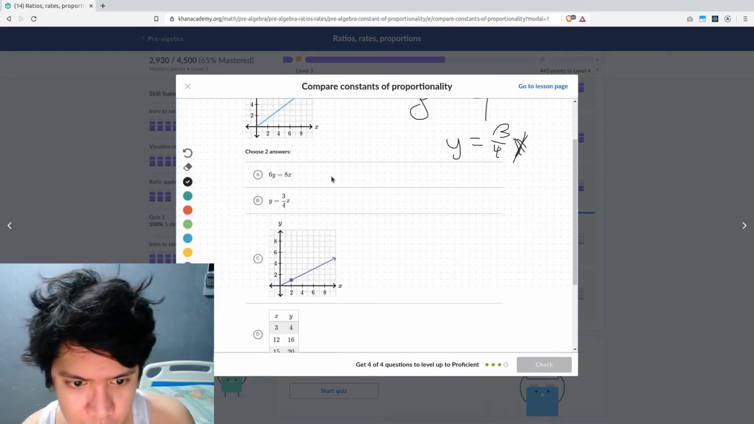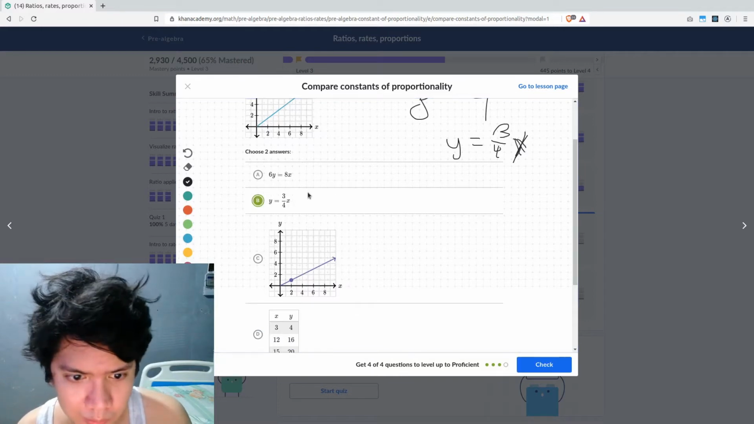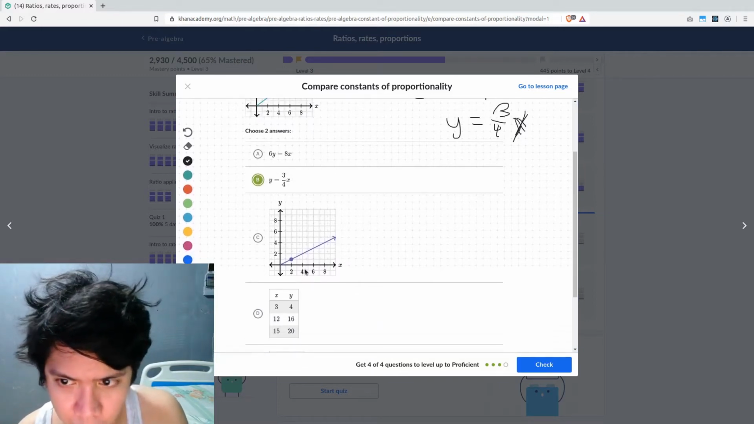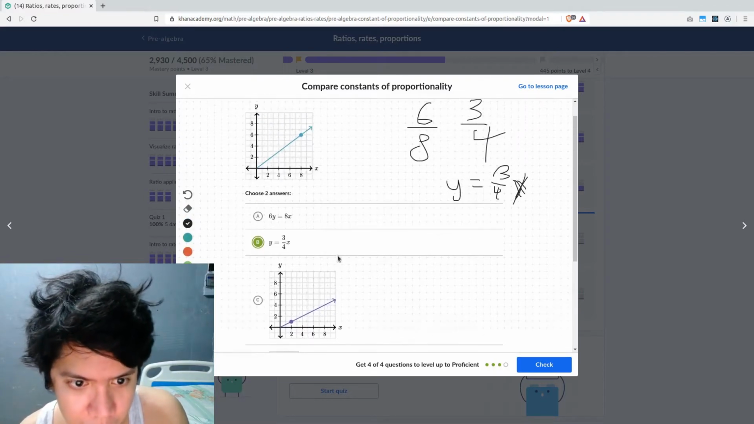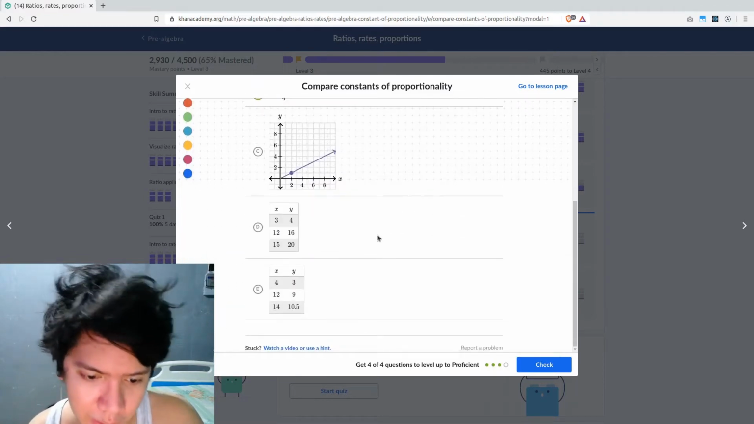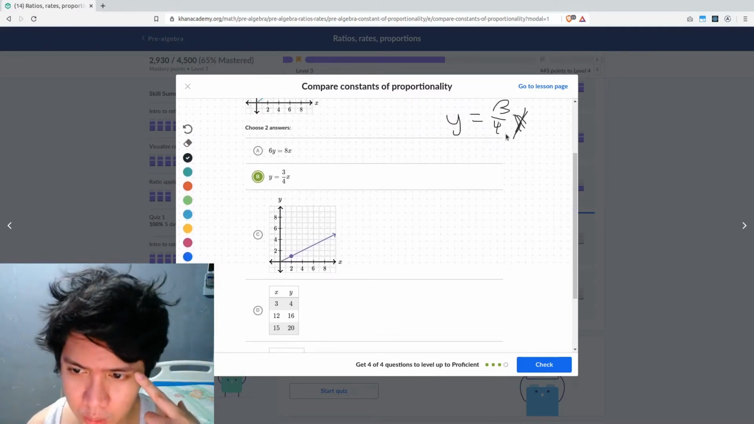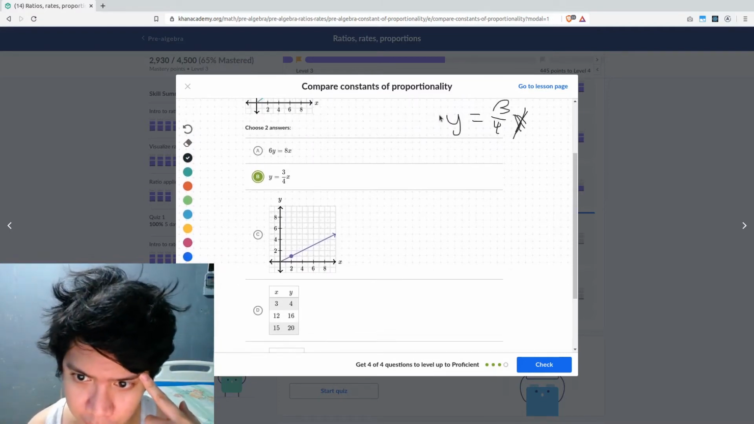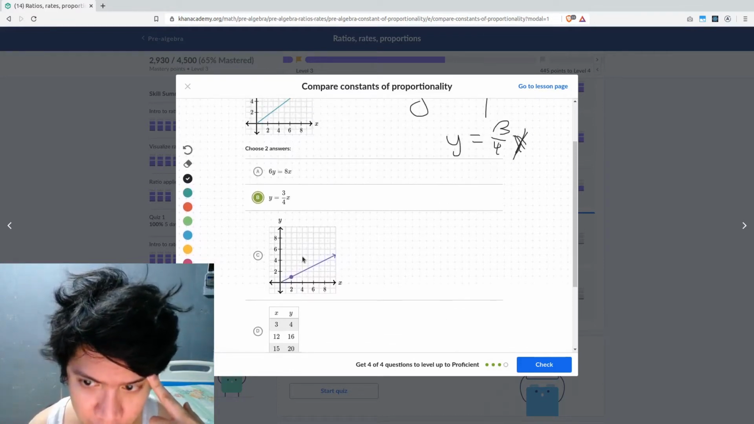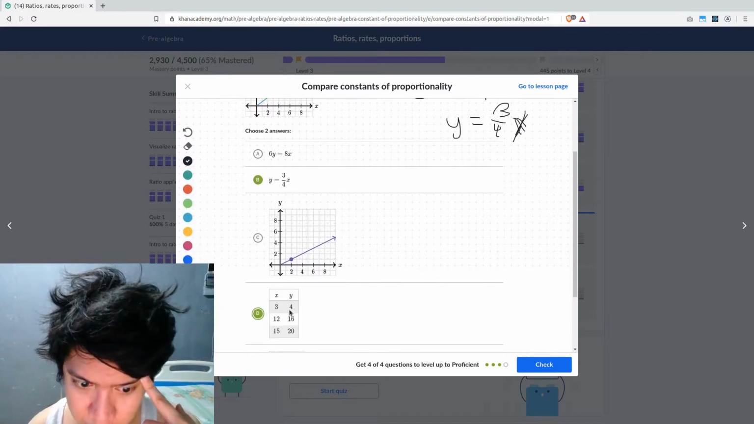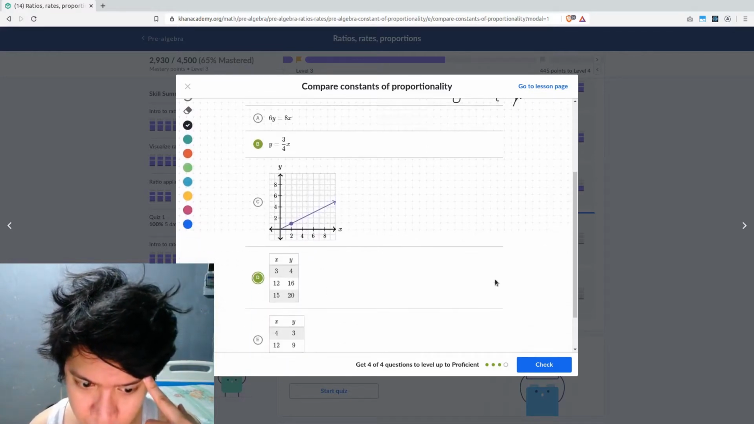Let's see. Choose two answers. Okay, this one works. It's actually what I wrote out there. So we have to... Oh my god, this is hard. Just two answers. If you multiply this by 4, we get 3. So 4 and then 3. 4y, 3x. Okay, 3x for y. Does this work?